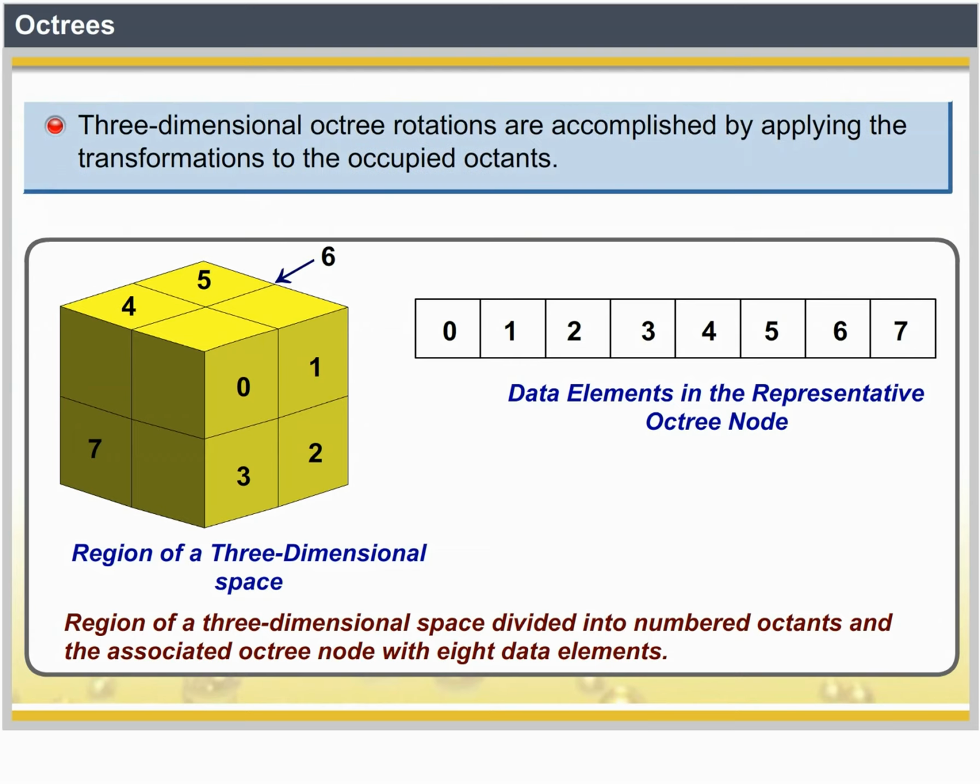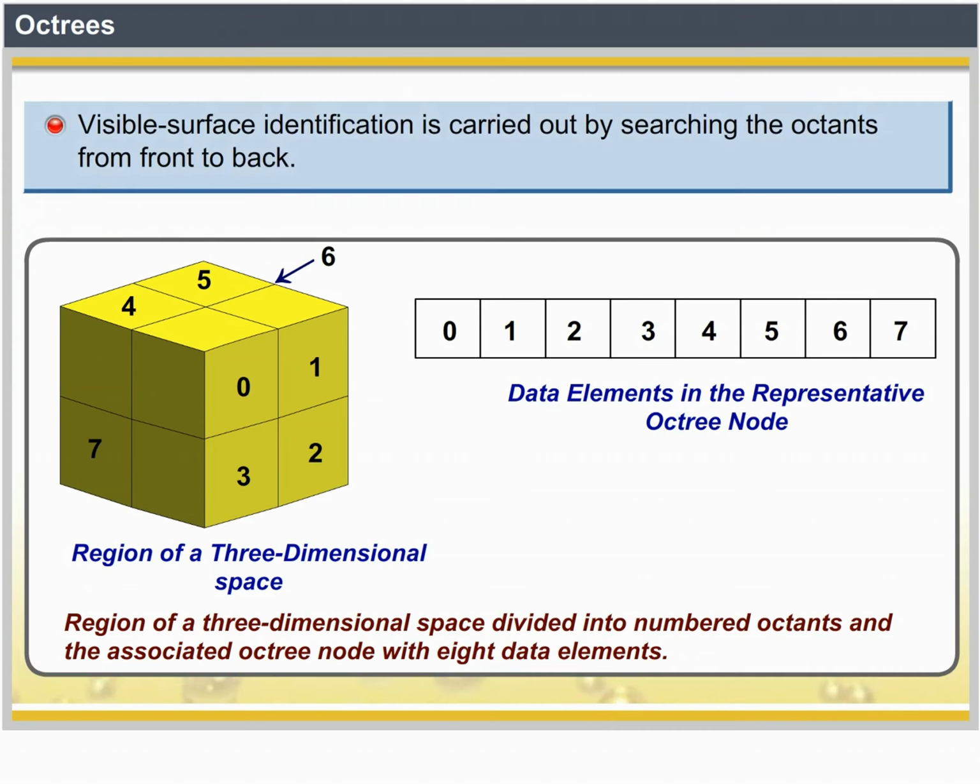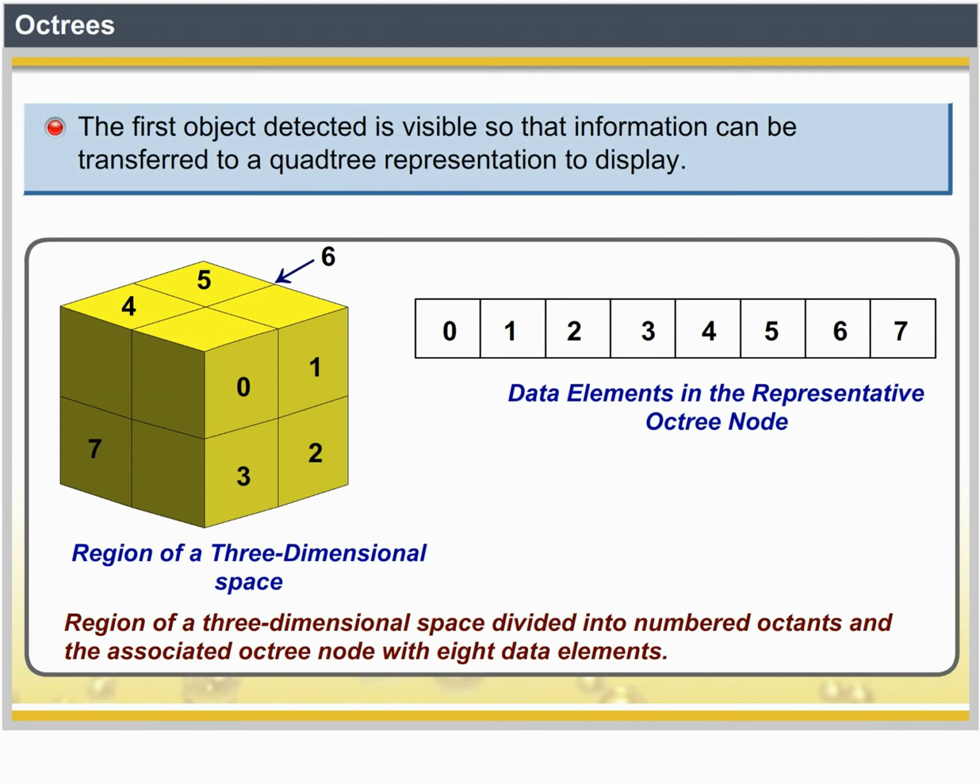Three-dimensional octree rotations are accomplished by applying the transformations to the occupied octants. Visible surface identification is carried out by searching the octants from front to back. The first object detected is visible, so that information can be transferred to a quad-tree representation for display.